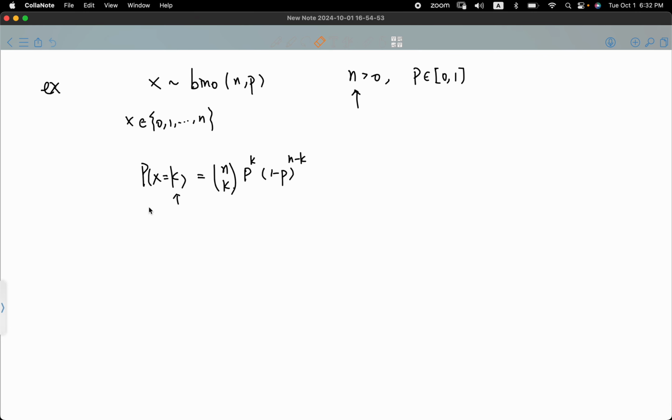So that's that. Before we derive the moment-generating function for a binomial distribution, just from your memory, what is the expected value for a binomial random variable?